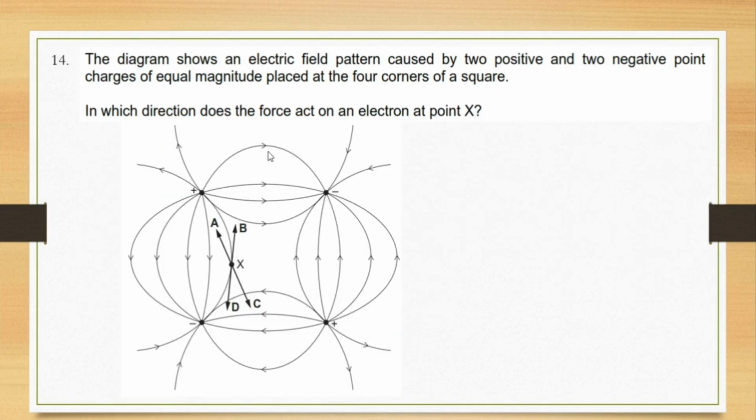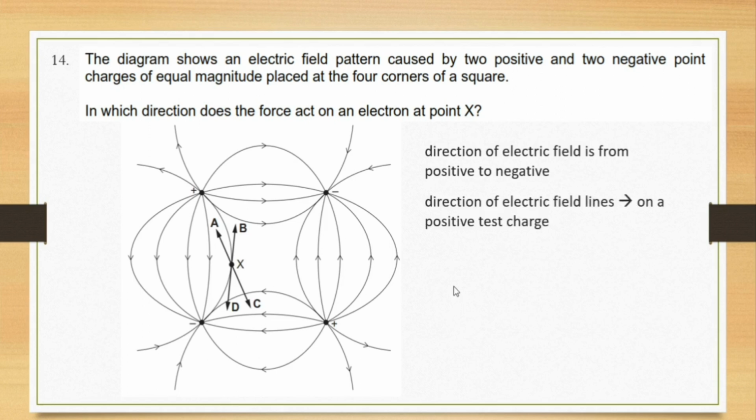Number 14, the diagram shows an electric field pattern caused by 2 positive and 2 negative point charges of equal magnitude placed at the 4 corners of a square. In which direction does the force act on an electron at point X? We know that the direction of electric field is from positive to negative. So here we can see that the direction of electric field is shown by the arrows here. The electric field lines at any point show the direction of the force on a positive test charge.